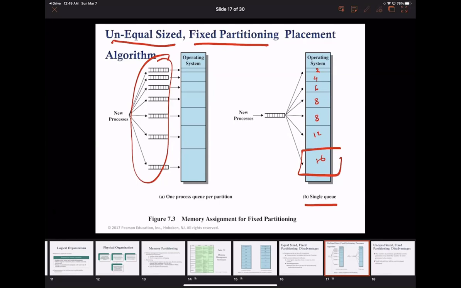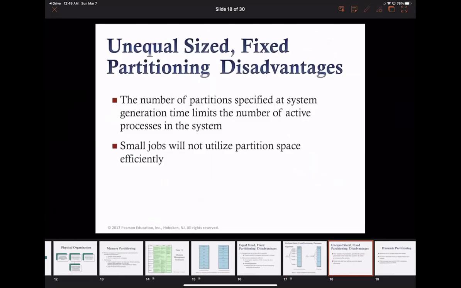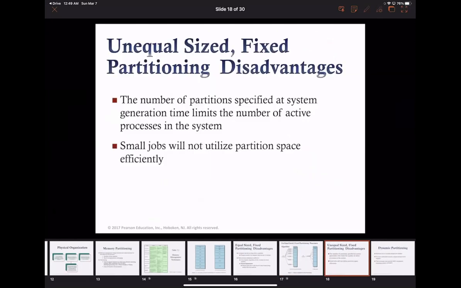So the use of unequal partitions would provide a degree of flexibility compared to fixed size partitioning. In addition, it can be said that fixed partitioning schemes are relatively simple and require minimum operating system software and processing overhead. However, they suffer from the following disadvantages.